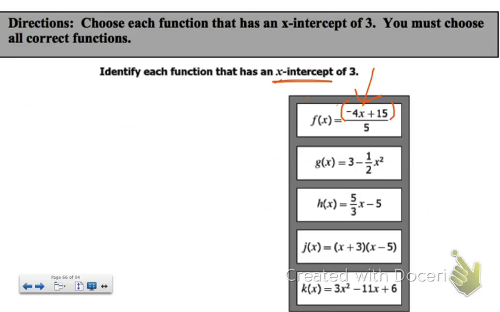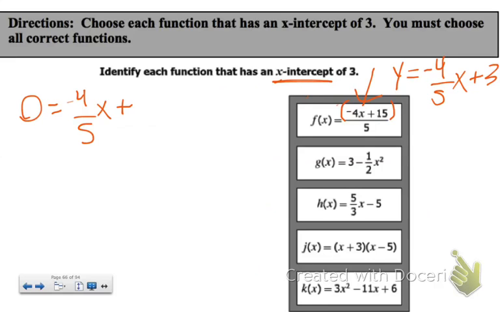This one here, if we simplify that, we end up with -4/5 x plus 3. Now that is a y-intercept of 3, but to see if it has an x-intercept of 3, we have to make y 0. So then we end up with negative 3 multiplied by the reciprocal, which would be 5 over negative 4. 5 times negative 3 is negative 15 over negative 4. That's not an x-intercept of 3. Again, you could graph it to double check, but that's definitely not one you're going to click.